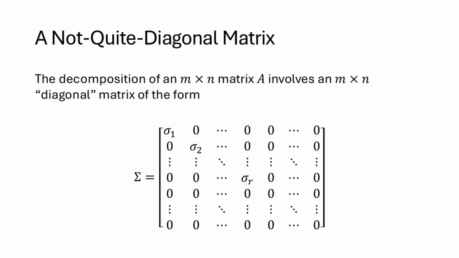Now, to get started with the singular value decomposition, we need to define a not quite diagonal matrix. Remember that A itself is not necessarily a square matrix. And so the decomposition that we're going to see involves a matrix that has the same shape as A. This matrix sigma is m by n, and it's mostly zeros. The only non-zero entries of sigma are the diagonal entries in row i, column i, and the row i, column i entry is sigma i, where sigma i is the corresponding singular value.